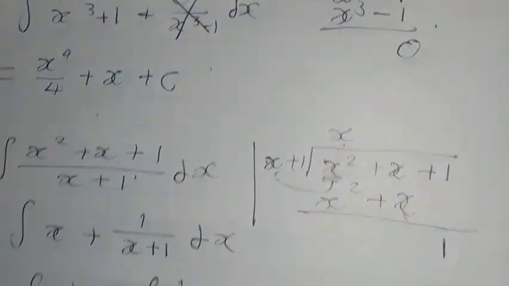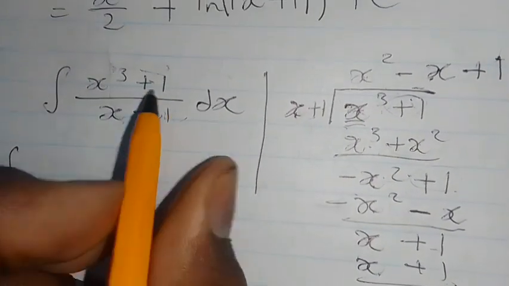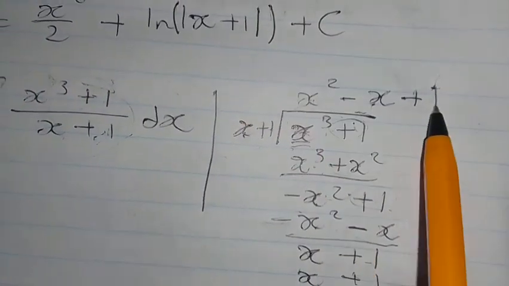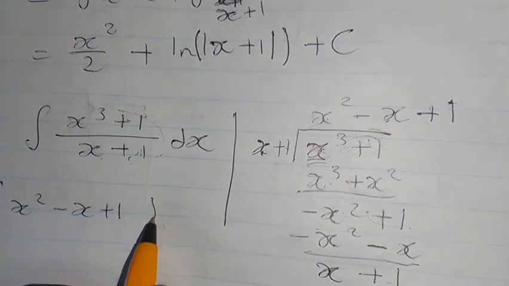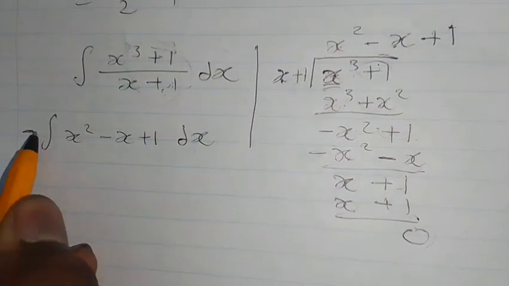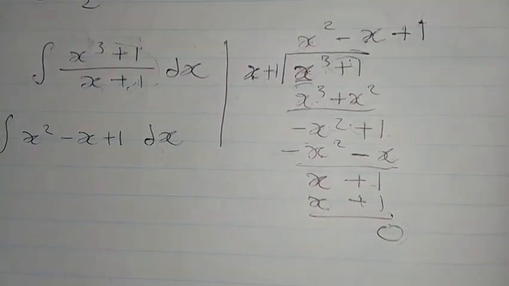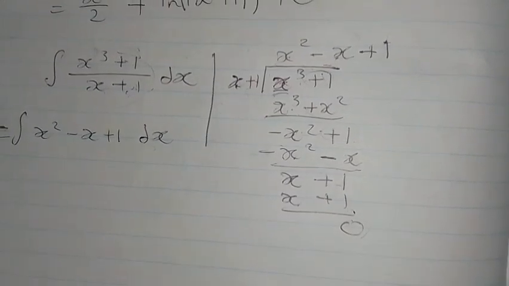If there's no remainder, there's no need to rewrite that other term. So you're just going to rewrite this integral as the integral of x squared minus x plus 1. And there's no additional remainder term because there's no remainder here. Since there's no remainder, this is the same as that. So that's how you can use long division to evaluate integrals.